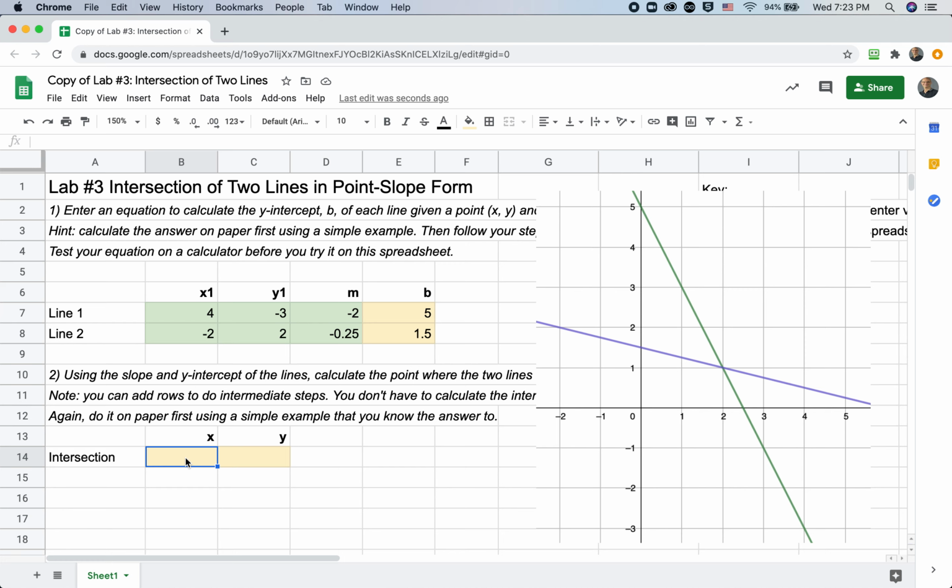where I lay out how to calculate this, but the x-coordinate ends up being b1 minus b2, so let's call this b1 for the y-intercept for line 1, minus the y-intercept for line 2, divided by, and we need parentheses here, m2 minus m1. So let's take m2, which is the second slope, minus the first slope, close the parentheses, and the intersection, the x-coordinate is 2, and it does match the example that we have.